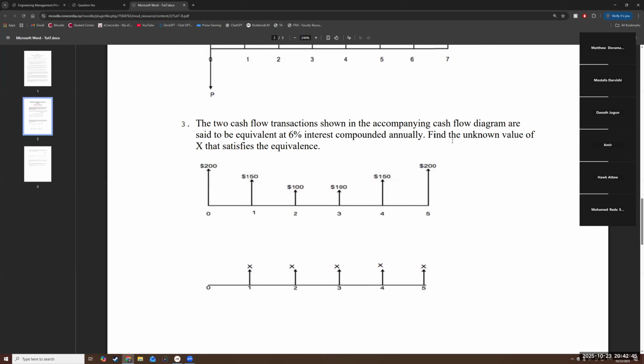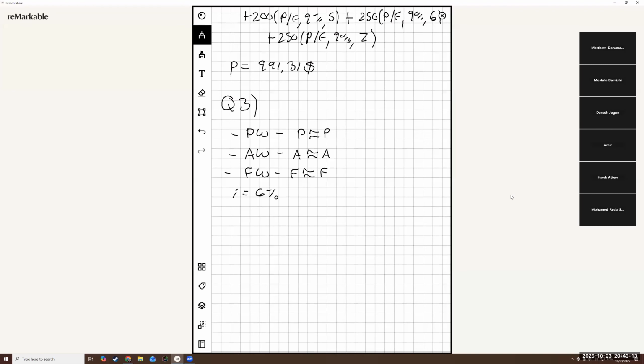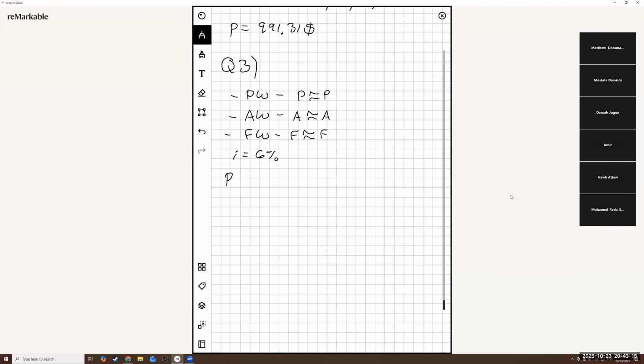Okay. So would you all agree with me if I said the way we can find X is I can calculate the present worth of this first cash flow, and this present worth should be equal to the present worth of this cash flow. And if I have a present value, then my only unknown left is my X itself, right? So let's try that. So first things first, let's calculate the present worth of the first diagram.